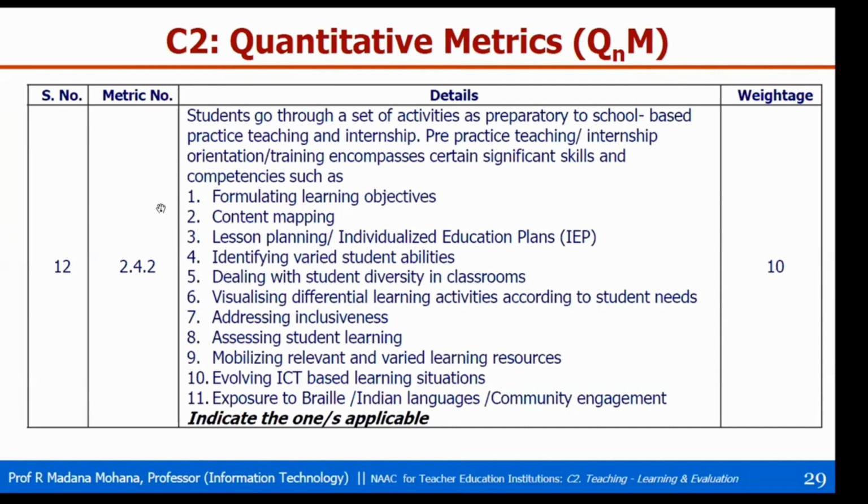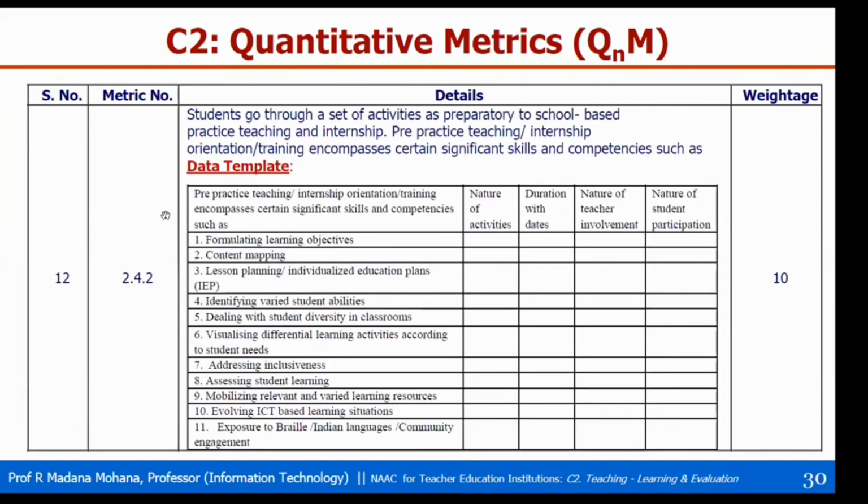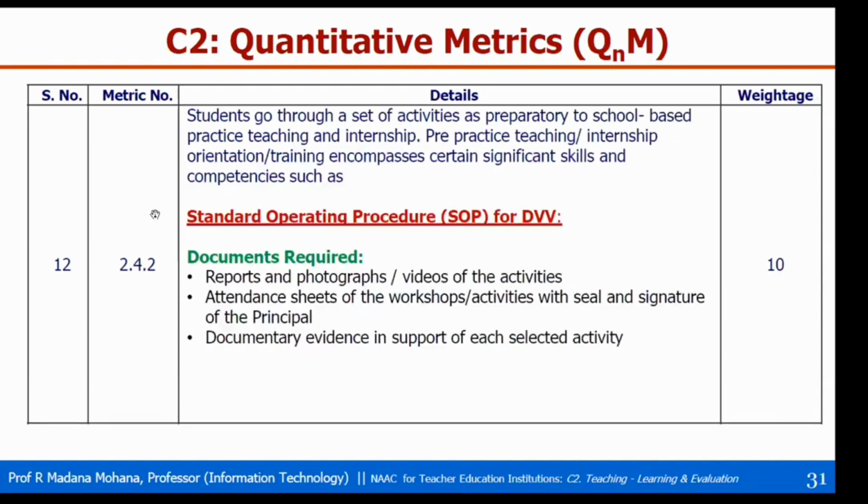Then these details need to be filled in the data template given by the NAAC Excel template. See 1 to 11, whichever is applicable to you, those ones you can include. Activity-wise, nature of activities, duration with dates, nature of teacher involvement, nature of student participation. Then as for standard operating procedure, what are the documents required for this metric? Reports and photographs or videos of the activities. I already mentioned, attendance sheets of the workshops or activities with seal and signature of the principal. Documentary evidence in support of each selected activity.